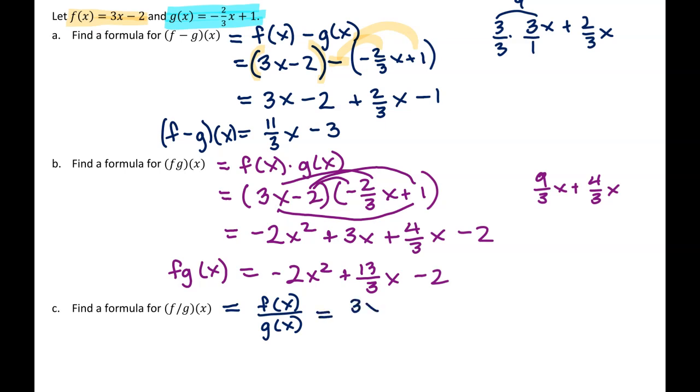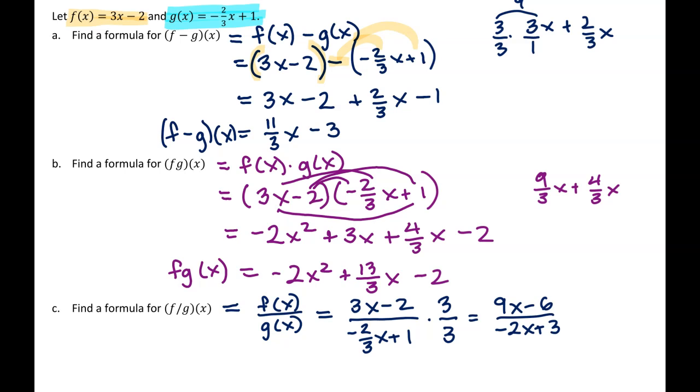f of x is 3x minus 2. G of x is negative 2/3 x plus 1. And this actually isn't far off from being fine as is. The only thing I don't like is the fractions within fractions. So I'm going to look at this 2/3 right here and say, okay, I'd really like to eliminate that fraction. So I'm going to multiply top and bottom of the big fraction by 3. And I get 9x minus 6 over negative 2x plus 3.